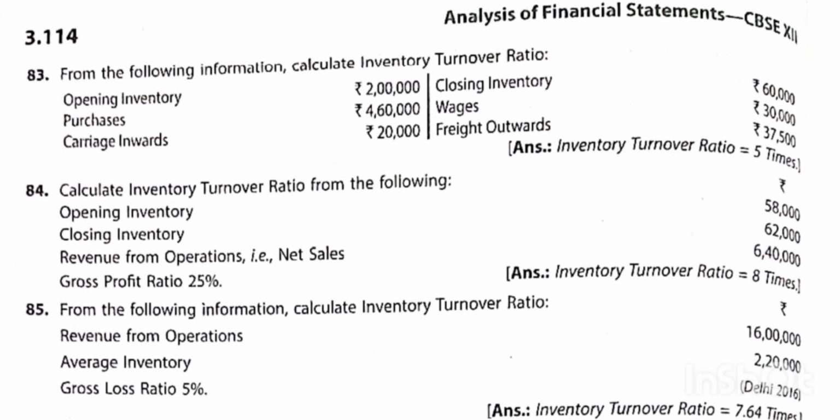Purchases: notice here that they haven't given us CGS or net sales or GP, so purchases can be used to find CGS. Wages is a direct expense, so it comes under CGS. Carriage inwards is another direct expense. It's transportation of goods or raw materials to our site, to our factory. So that is carriage inwards, a direct expense. Freight outwards is not a direct expense. Alright, so let's get started.